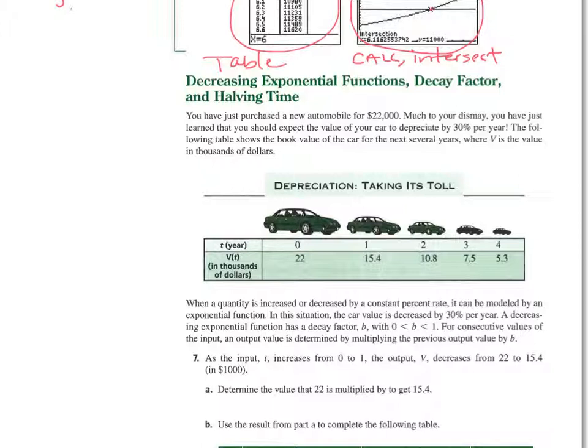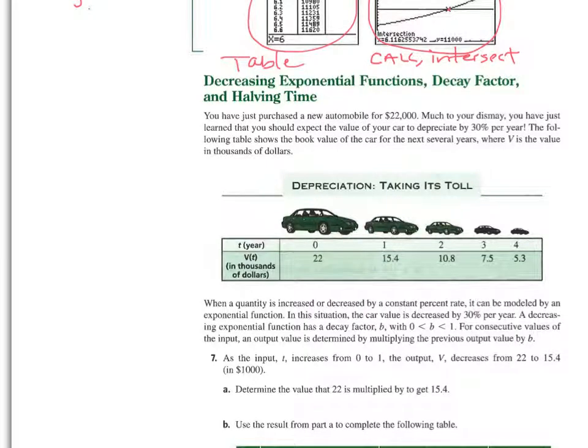So it's saying that your car is depreciating by 30% each year. Okay, so notice I don't want to multiply each one of these numbers. If I'm looking right here, there's 22 and the 15, all these numbers, it's not multiplied by 0.3, okay? So 0.3 is not my decay factor, okay?